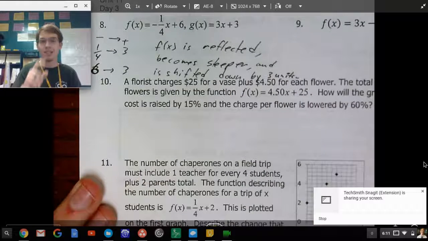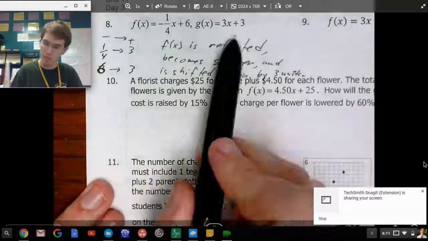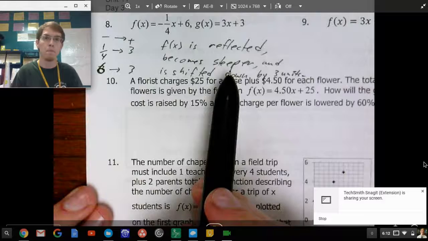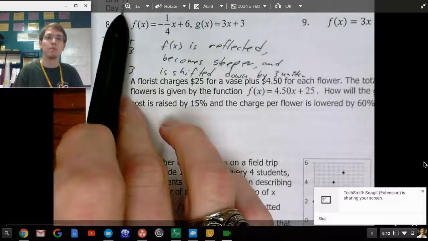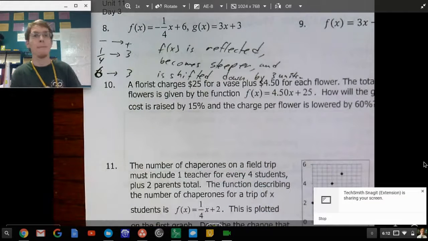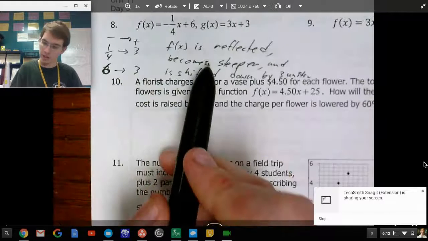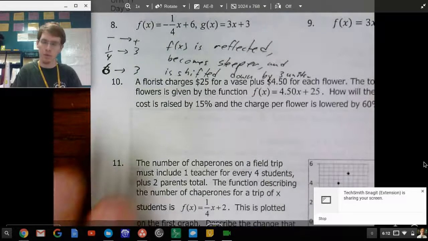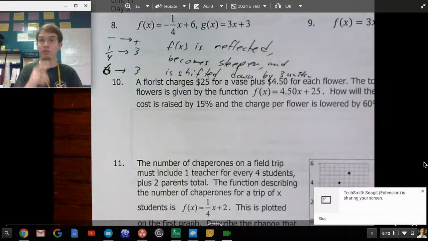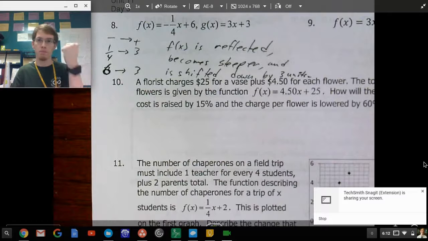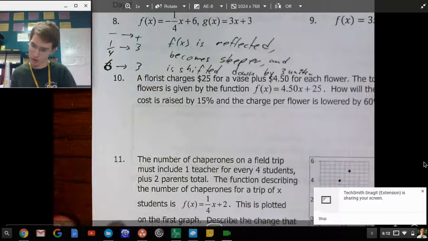Before anybody asks, yes, you have to have all 3 of these parts. This answer is necessary. Now I'm using this to keep track of my stuff. You really don't have to have that, but I would very much encourage you to do that. But you got to have all three of those parts. If I were grading this problem, I would be looking for reflected, steeper, shifted down by 3 units. I'd be looking for all three of those. Okay, so make sure you do all three of those.